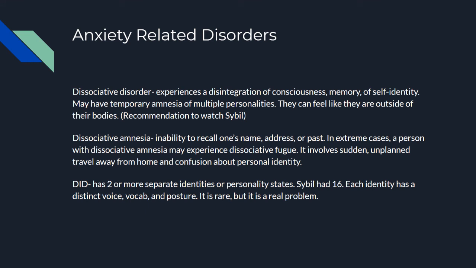Dissociative disorders. When a person has this disorder, they experience a disintegration of consciousness, memory, self-identity. They may have temporary amnesia or even multiple personalities. They can feel like they're outside their bodies. Dissociative amnesia is the inability to recall one's name, address, or even past. In extreme cases, a person with dissociative amnesia may experience dissociative fugue. Dissociative fugue involves sudden, unplanned travel away from home and confusion about personal identity.